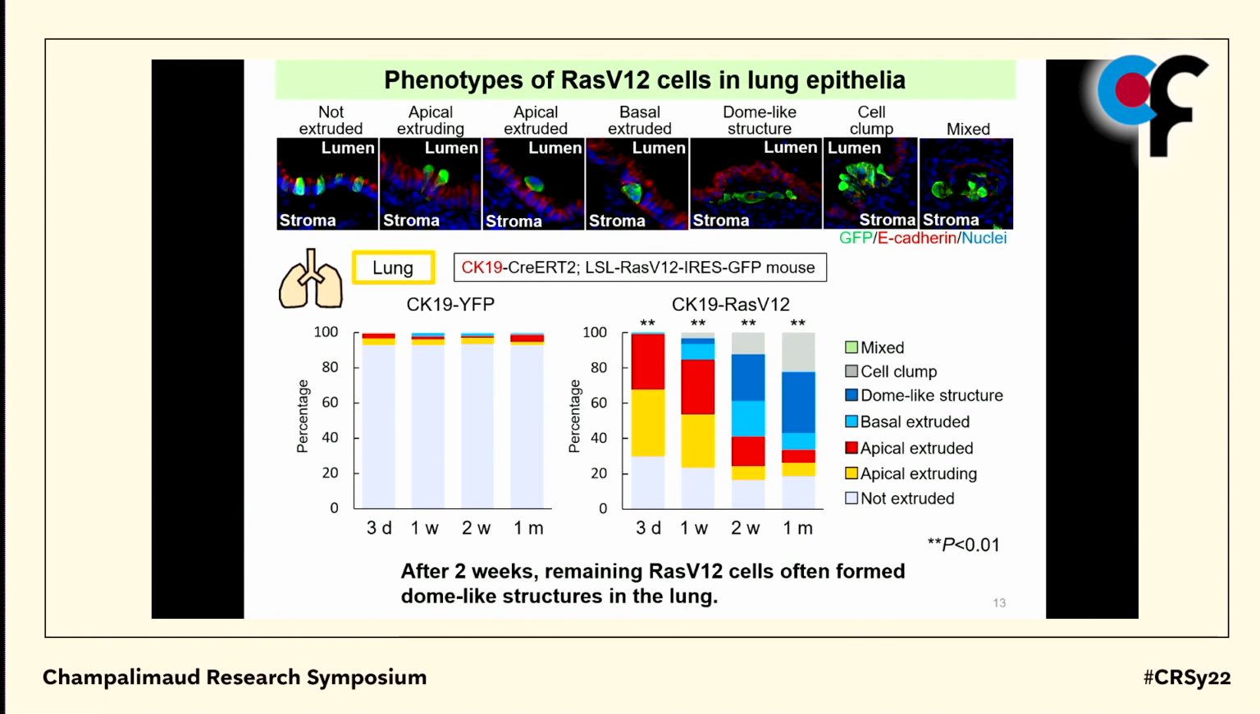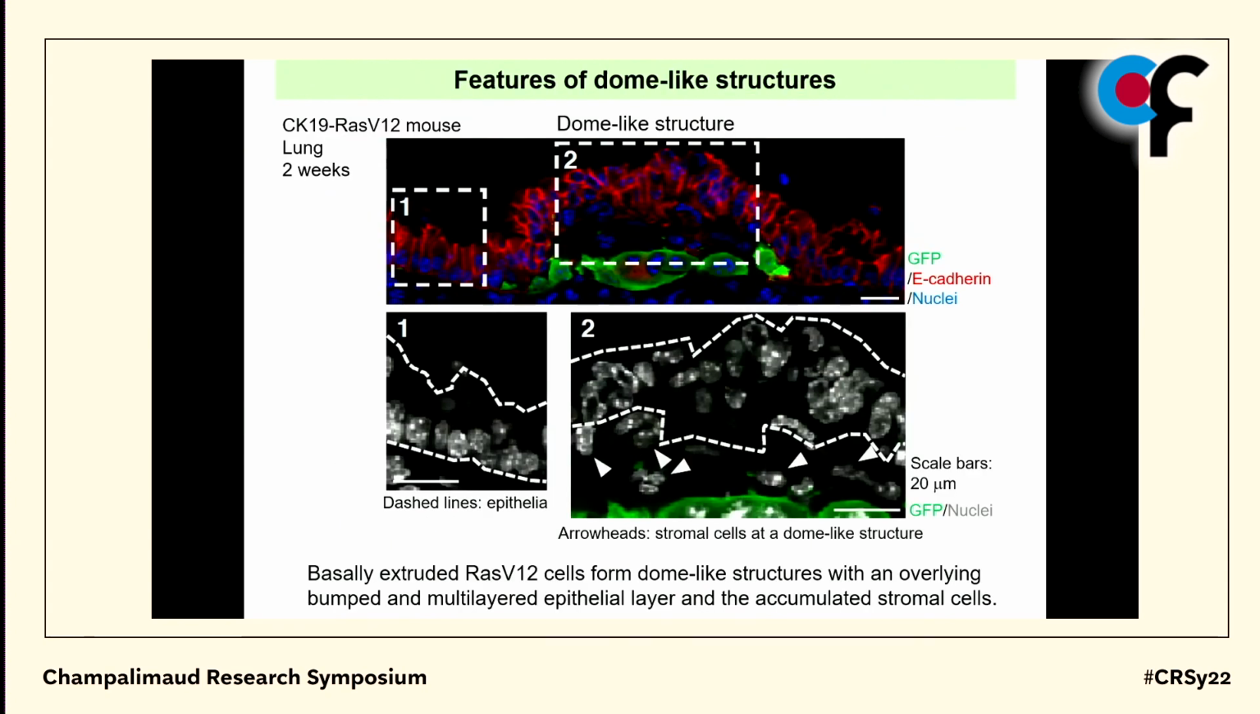But we realized that after 2 weeks or 1 month, basally excluded RasV12 cells, or Ras cells in a dome-like structure, were really increased. So after 2 weeks, remaining RasV12 cells often formed dome-like structures in the lung. Let me explain the dome-like structure now. This is a typical image of a dome-like structure.